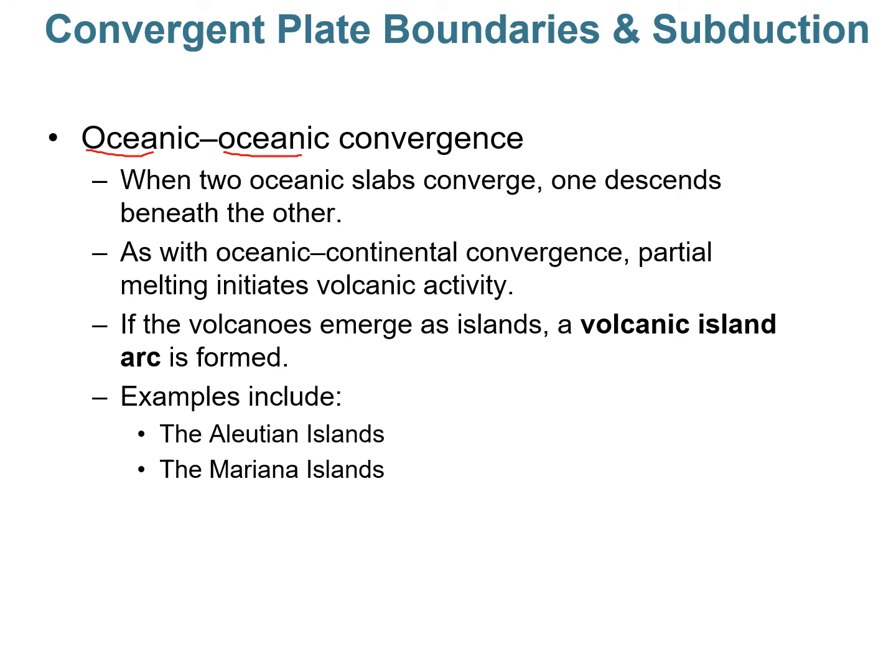and you'll create a volcanic island arc. Okay, so some examples of this are the Aleutian Islands. That's in, off the coast of Venezuela, that curve upwards into the Caribbean. The Marianas Islands, Japan, okay, are some examples.